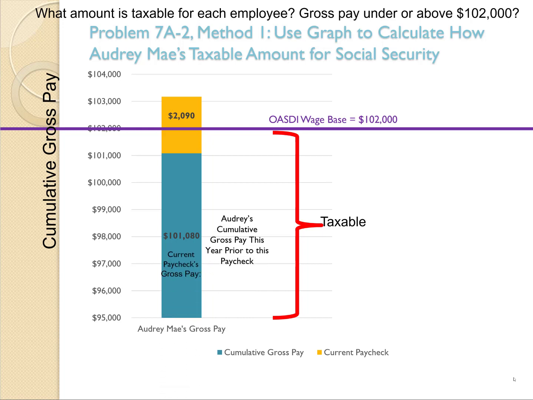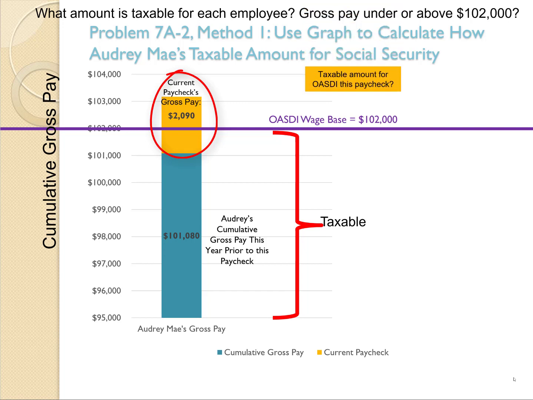So in this graph, we're going to show two things. We're showing her year-to-date gross pay, which is $101,080. So in other words, prior to this paycheck, that's how much she has been paid. And then this paycheck, her gross pay is $2,090. So we have to figure out how much of the current paycheck is taxable for OASDI.